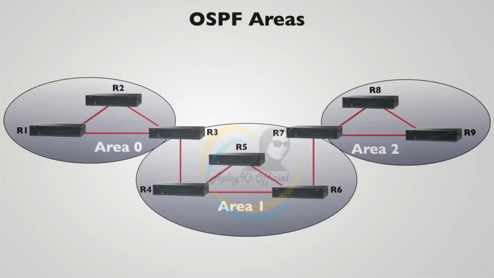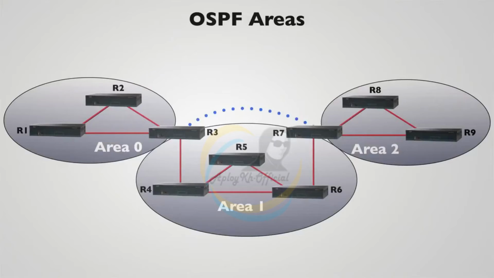Area 2 does not appear to be adjacent to area 0, does it? Will this work? No, this will not work in its current state because area 2 is not adjacent to area 0. But there is a workaround. There's a fix for this. And this fix is called a virtual link.